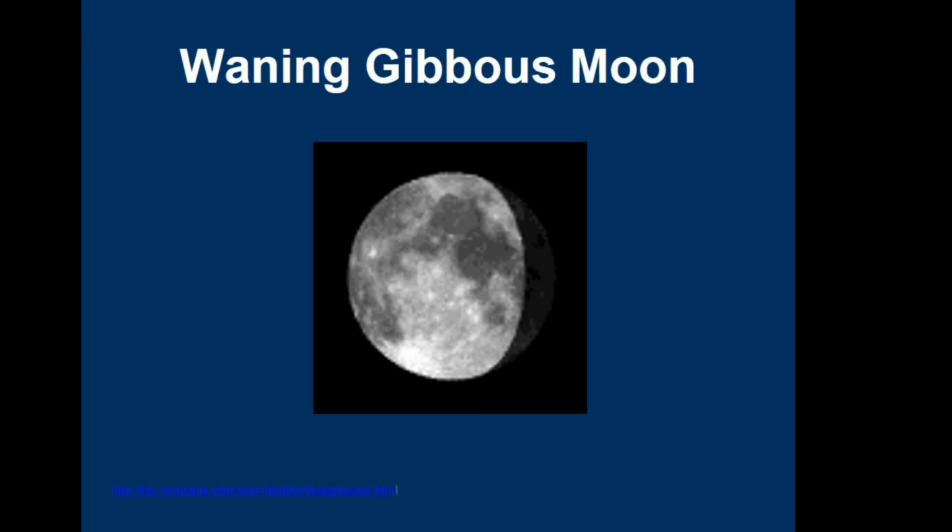Waning gibbous moon means that its illuminated side is starting to shrink from a full moon. Waning means that the moon appears to recede in size because the sun is progressively illuminating a smaller portion of its visible surface.